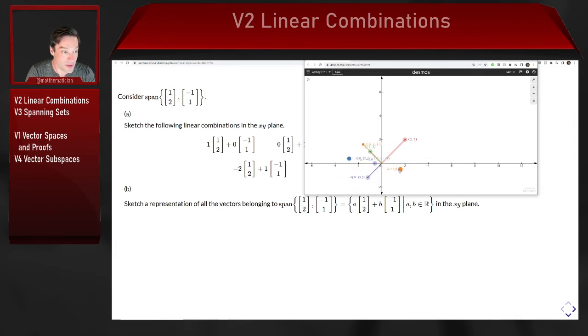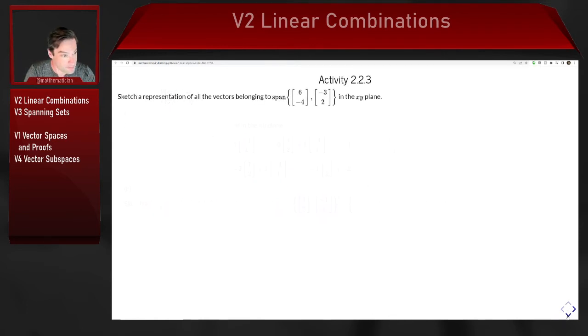So there really is no limitation on where we can go. So the span appears like it will give us the entirety of the xy plane. So we would say that the span is equal to R2, the entire xy plane.